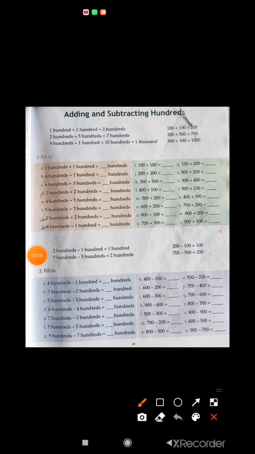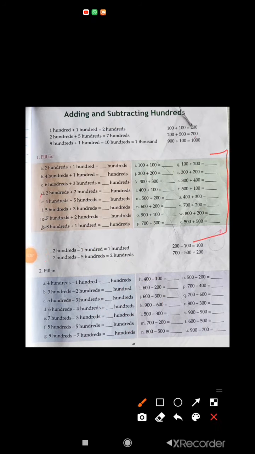Next, K part, 300 plus 300. First you add ones, 0. Now add tens, 0. Now add here hundreds, 6. The answer is 600. Write here in the space given 600. I hope you understood this one. Do this part yourself. Now we will do subtracting hundreds here.